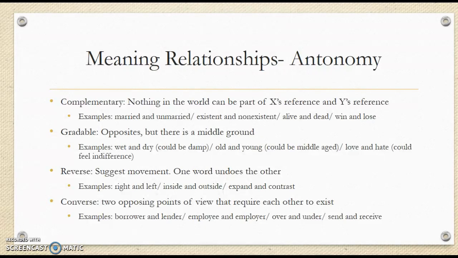Converse antonyms are 2 opposing points of view that require each other to exist. So you have a borrower and a lender. They're opposing points of view, but you can't just have a borrower if you don't ever have a lender. It can't exist. Employee, employer. You can't be an employee of nothing. Over, under, send, receive. So those are converse antonyms.